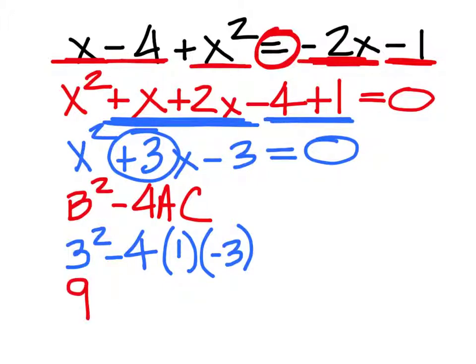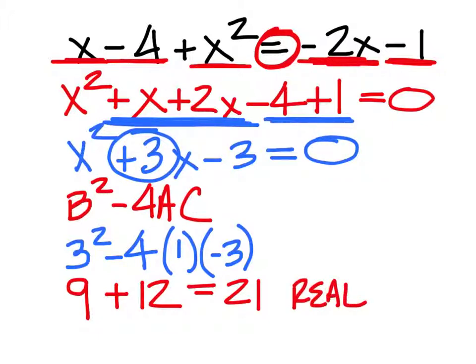So 3 squared is 9 plus 12. 4 times 1 times 3 is 12. Is this answer going to be real or complex? It's going to be real. Okay, so what we'll do is we'll go to the formula and use the discriminant of 21, the a value of 1, and the b value of 3 on the next screen.